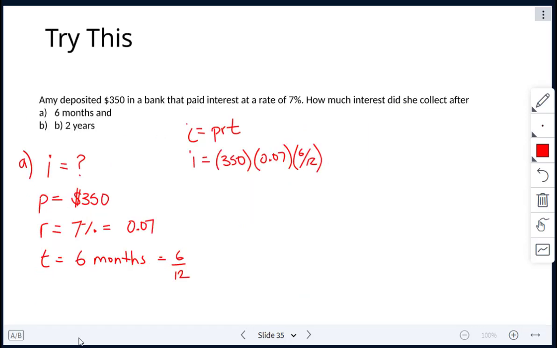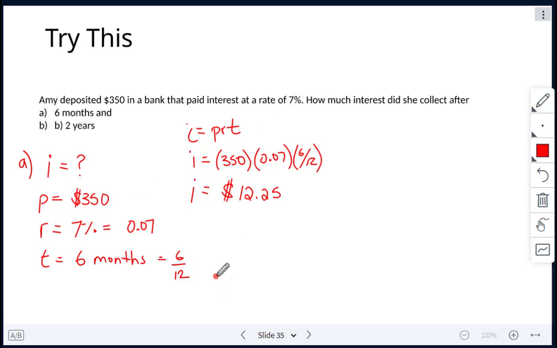For the first one, for 6 months, the principal amount was $350. The rate of interest, which we've already converted to decimal, is 0.07, and the time is 6 out of 12 because it is 6 months, and time needs to be written in years. Type into your calculator 350 times 0.07 times 6 out of 12, and the interest amount will be $12.25. So in 6 months, she'll make $12.25 if she deposited $350 at an interest rate of 7%.